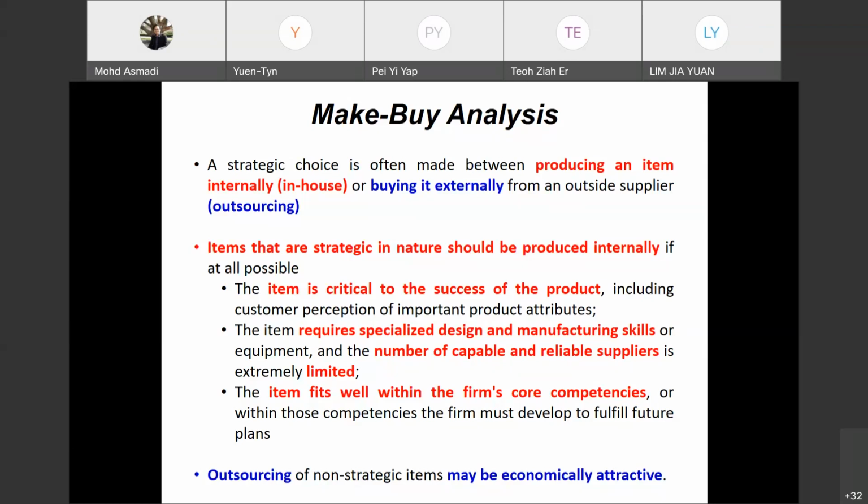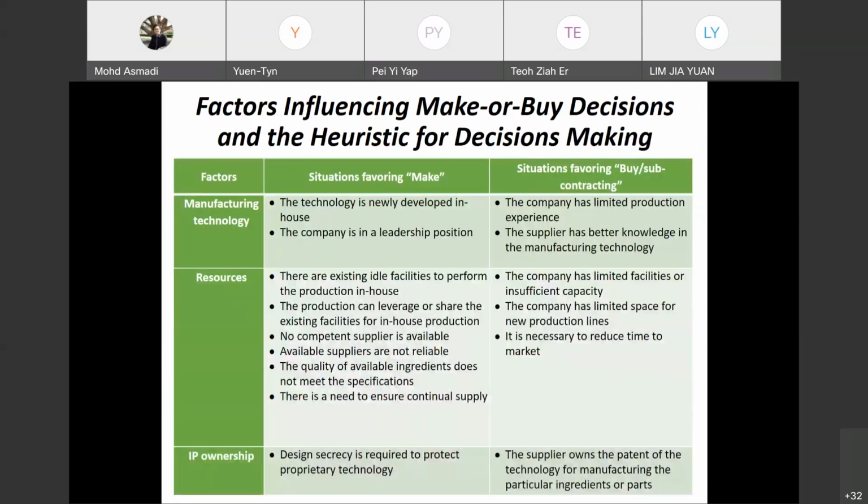Outsourcing of non-strategic items may be economically attractive. Meaning that if you compare IRR, if the IRR for outsourcing is higher than the IRR for in-house, then we have to decide on outsourcing rather than choose in-house. So we have to calculate the IRR and do the comparison. So these are the factors influencing make or buy decisions and the heuristics for decision making. What is the situation favoring make and what is the situation favoring buy or subcontracting.